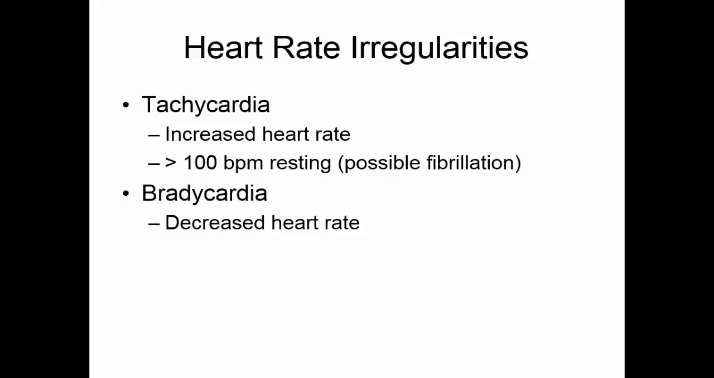Bradycardia is when you have a decreased heart rate. Here the heart rate is less than 60 beats per minute when you're resting. Again, you're just sitting around not doing anything. Rates below 60 beats per minute may indicate that the AV node is in charge of the heart rate rather than the SA node.